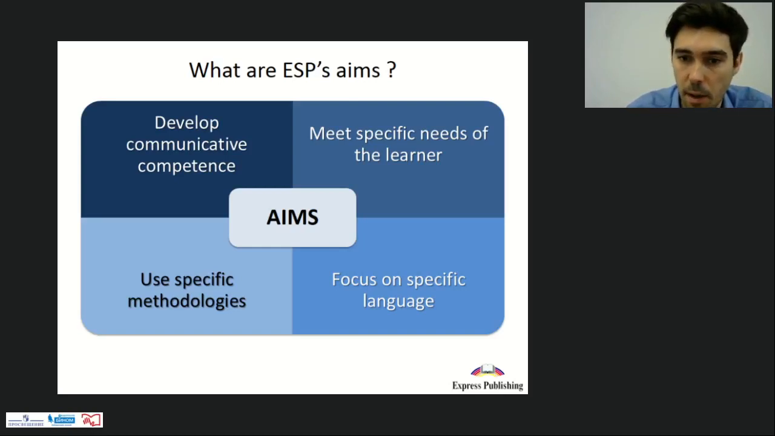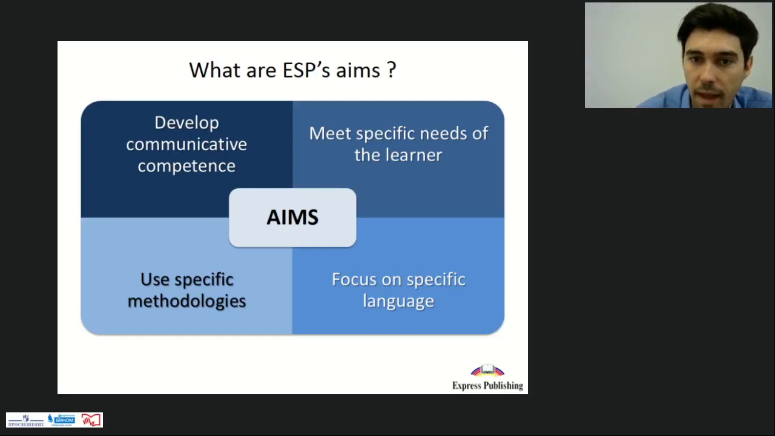You could imagine, for example, an ESP course in, let's say, hotel management. The course would be aiming to provide the learners with enough language and enough skills to be able to communicate with customers, with guests, and with other members of staff in a correct way, but also in an appropriate way, using courtesy, politeness, customer service, and people skills. So this is what we mean by developing communicative competence.